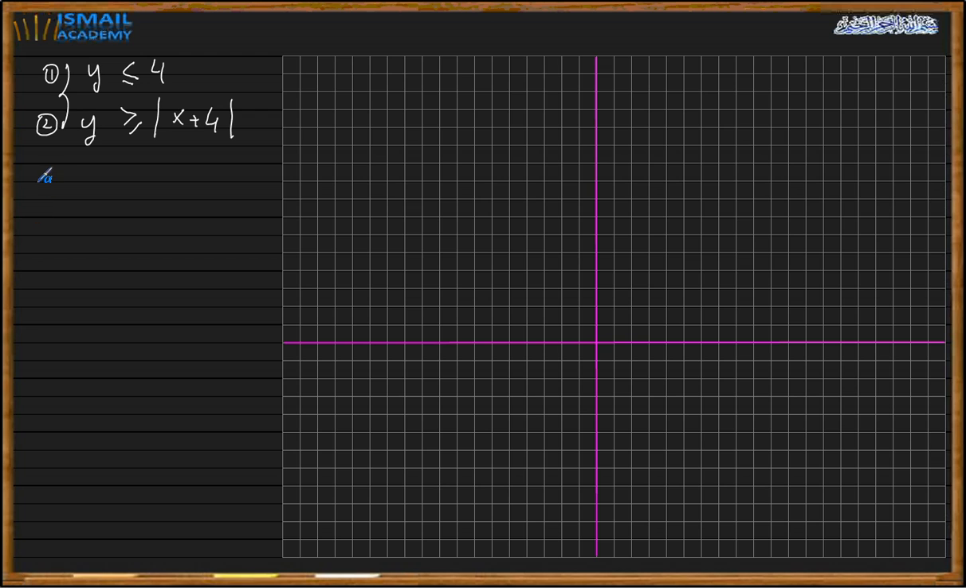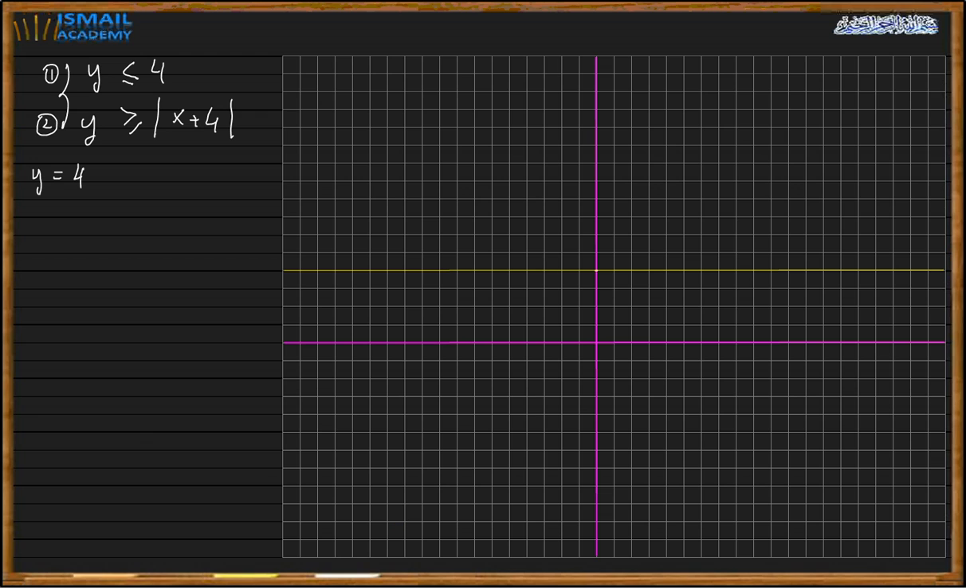So my first constraint is y equals 4. So it's straightforward. So where's my 4? This is 1, 2, 3, 4. So it's here. So let's draw my line. It's a solid line. We have an equal sign.